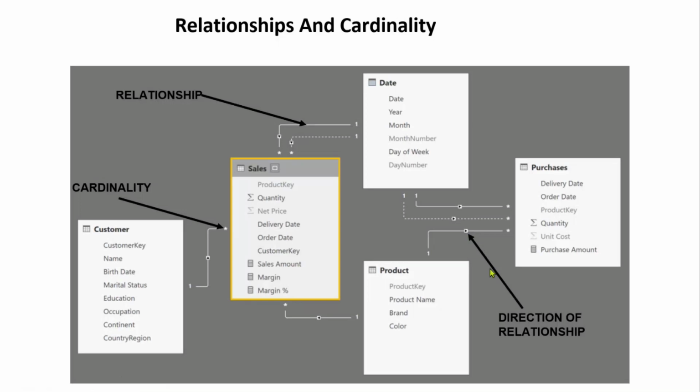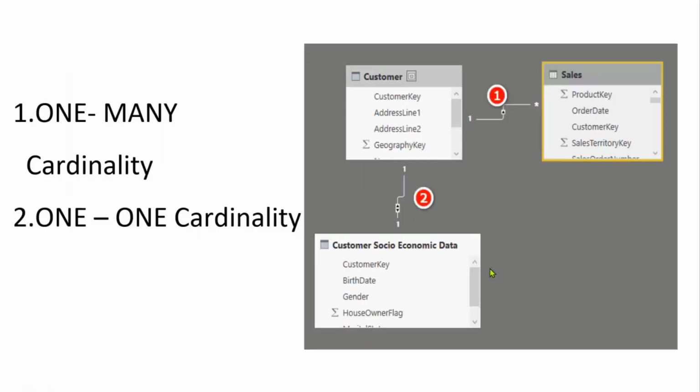This diagram explains the relationship and cardinality in a data model. Now we have the one-to-many relationship, which I had already talked about, which is cardinality number one. You see that the customer is filtering to the sales table in a one-to-many relationship, and you can see the arrow inside there. And also we have the one-to-one cardinality, which is from the customer to the customer's socioeconomic data. You see, we have one-to-one. That's basically the explanation there.